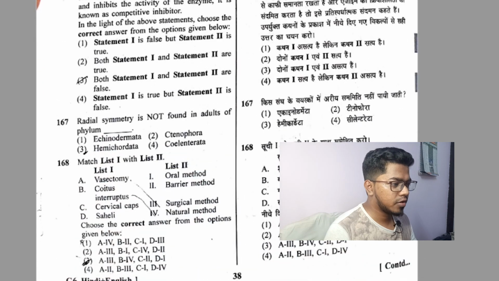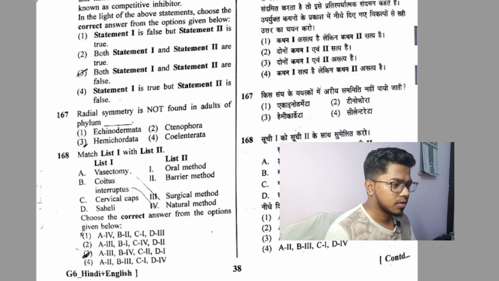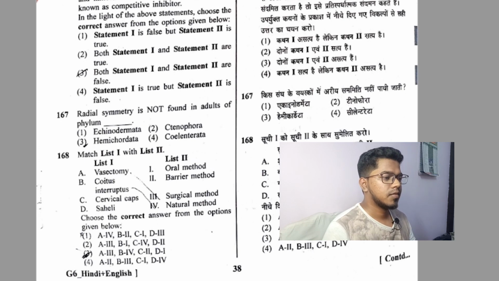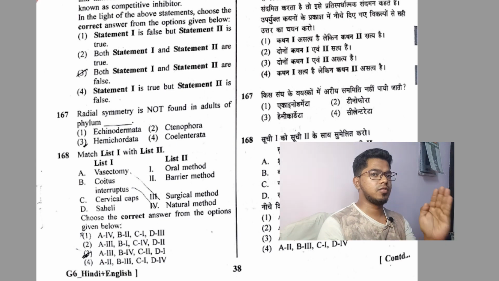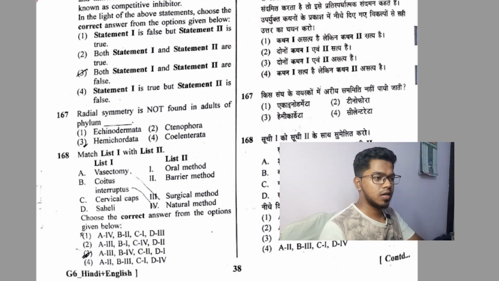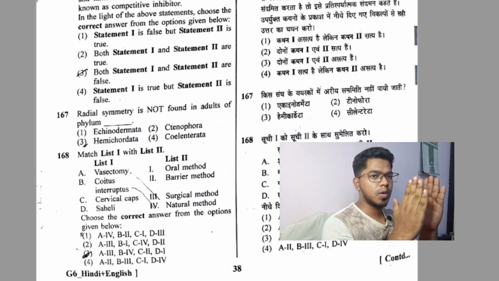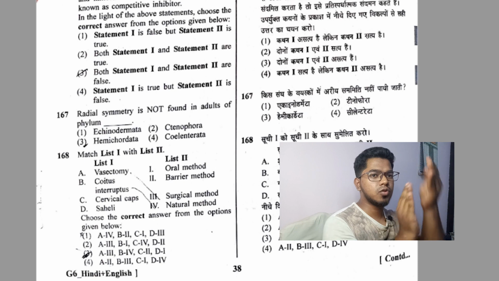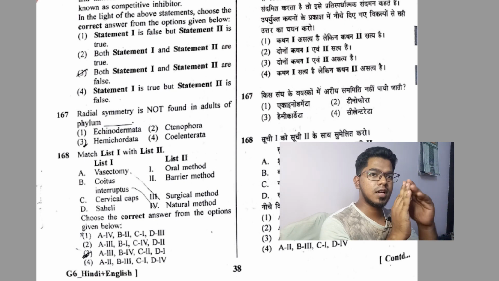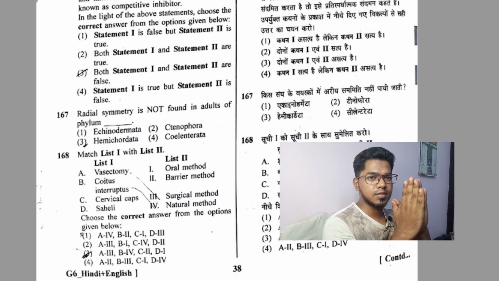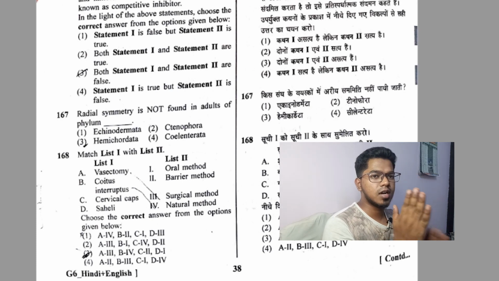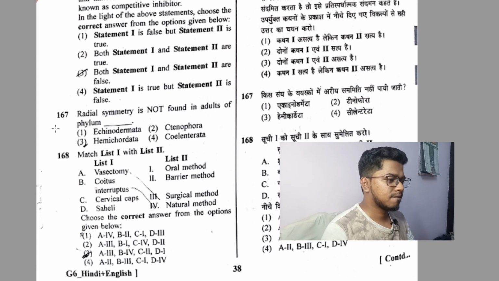Radial symmetry is not found in adults of phylum. Radial symmetry, yeah, I know radial symmetry is like the organism is round. So if you cut it from the middle, it is divided into two parts. In whatever plane you cut it, the two parts will be identical. So that is called radial symmetry. What is the organism, I am not able to recollect now.